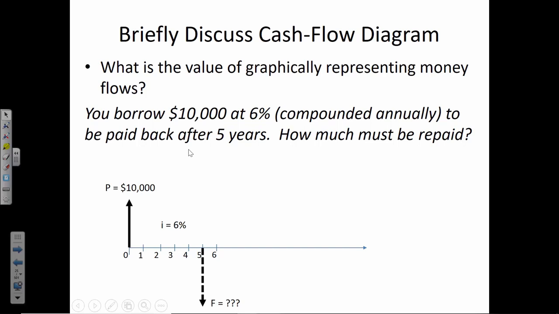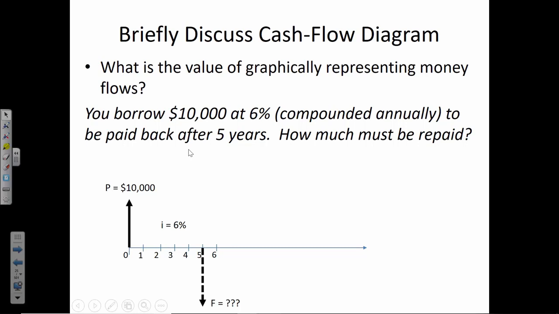You can notice that on year 5, we have a dashed line, and that dash is one of the ways that we can summarize that that's an unknown amount. The other, of course, is these question marks here. That's the other way of saying this is some unknown amount.